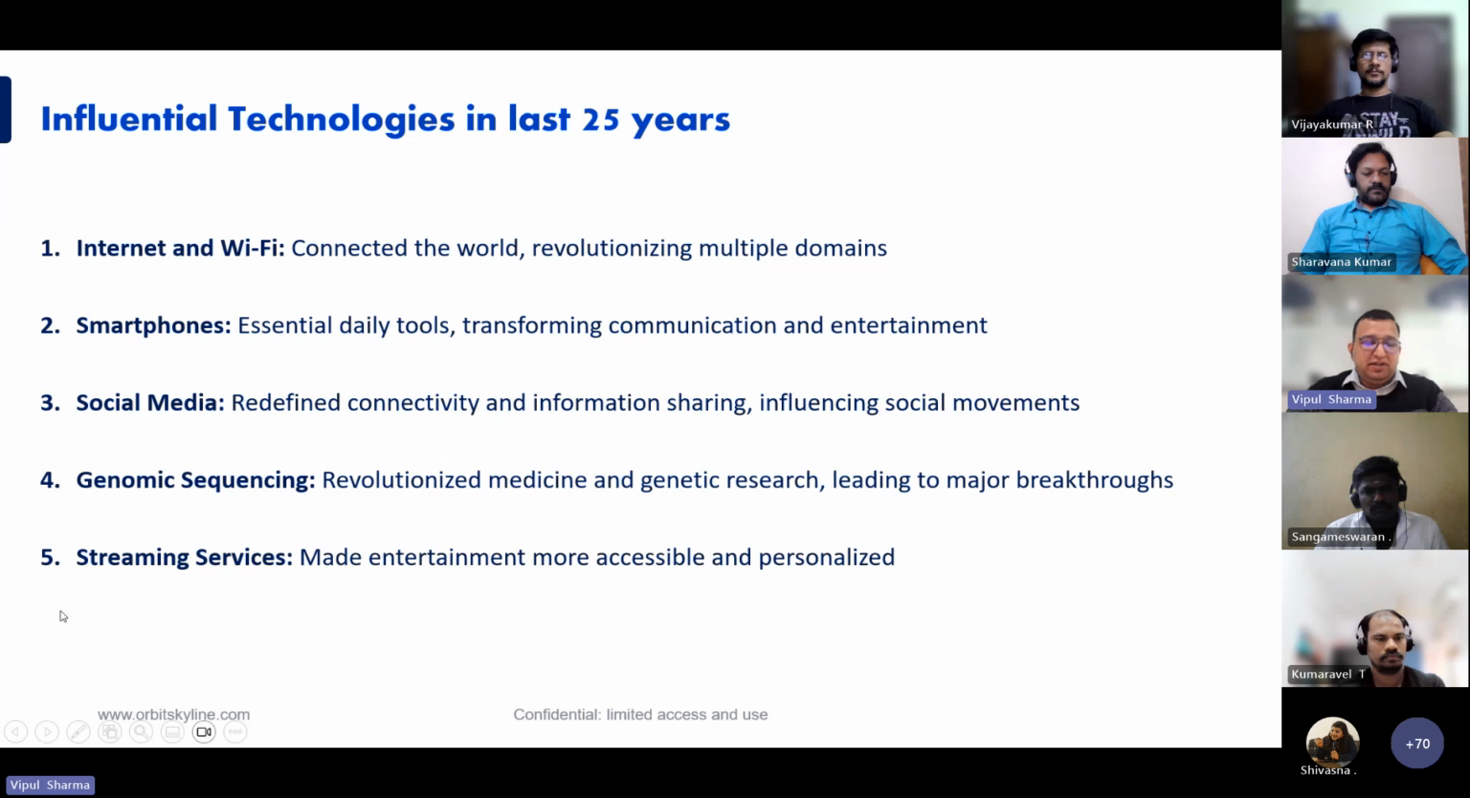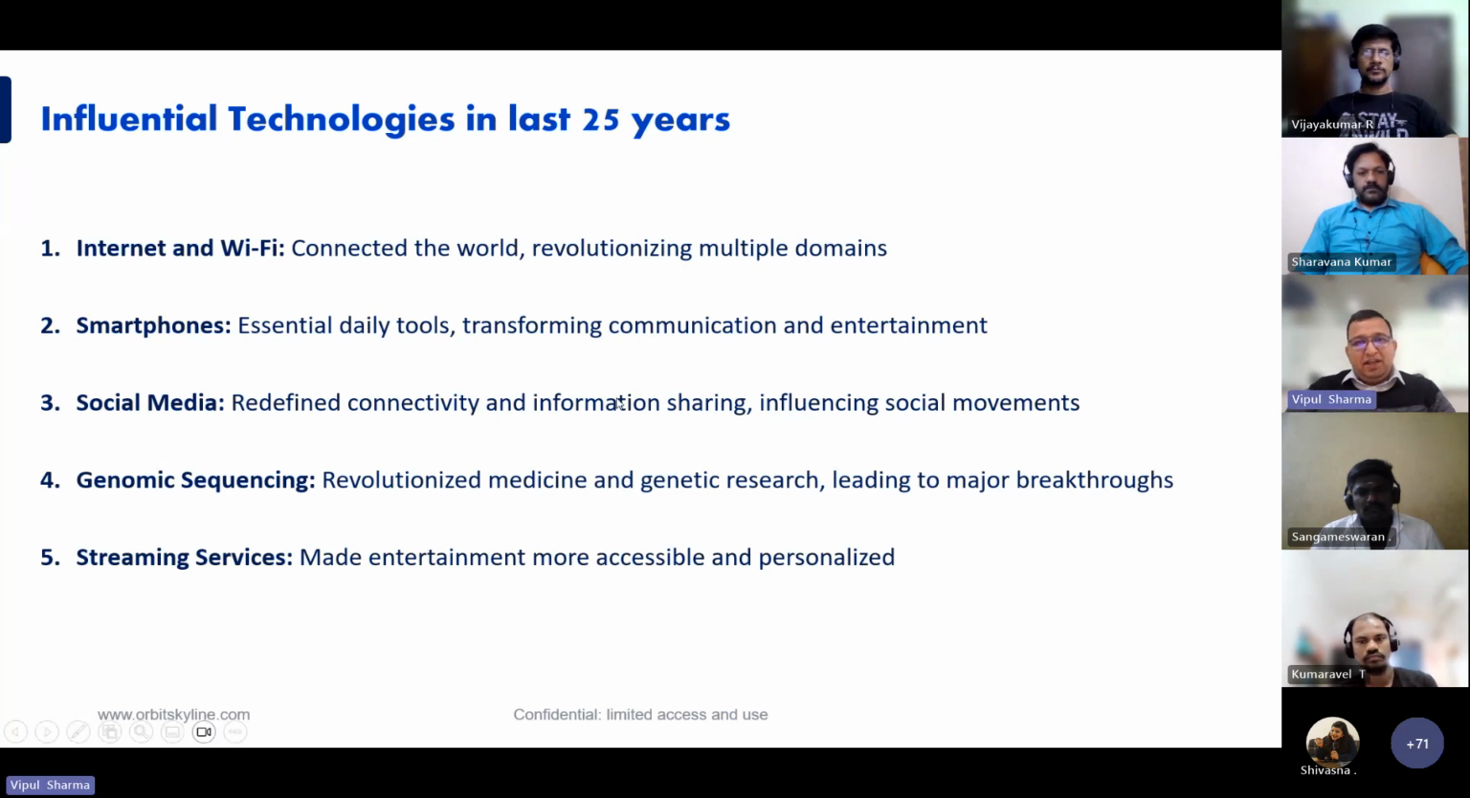And then streaming services. Obviously, the way we are consuming content today, or entertainment, has already changed. We are no longer stuck in front of a TV with a limited number of channels to view, and that is also what they are serving us. So now we can have an on-demand view of whatever we want to see.